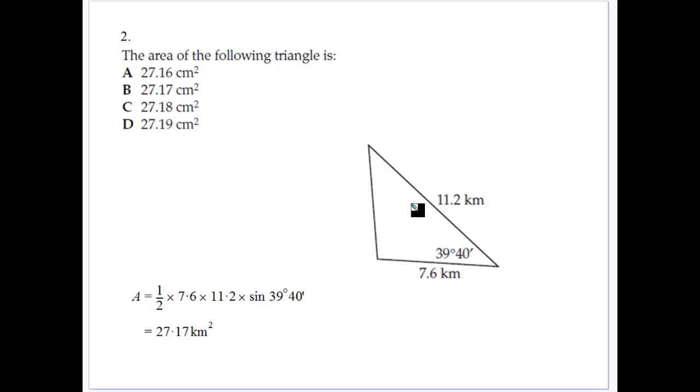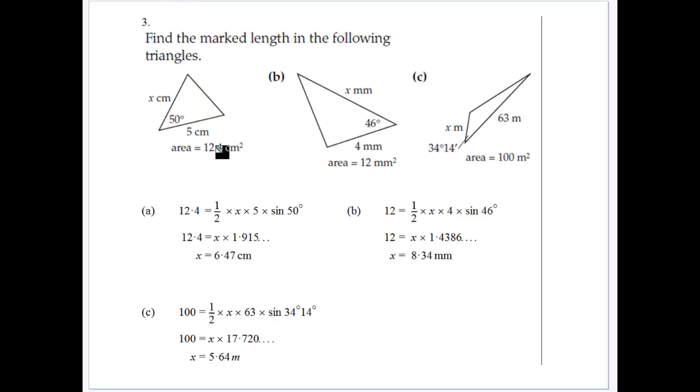The area of this triangle, we've got two sides and the angle between them, so we apply our formula, write the values in, put it in the calculator, get 27.17. So it's just a case of rounding it correctly in that one.